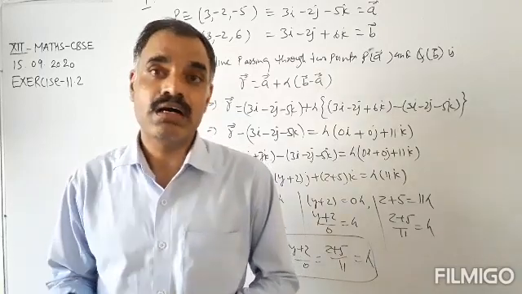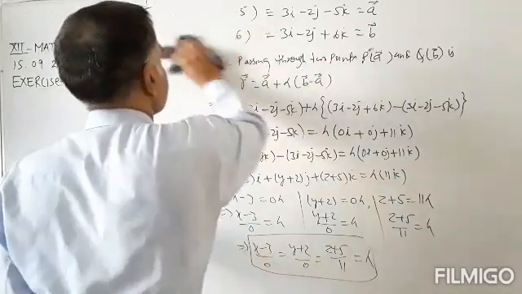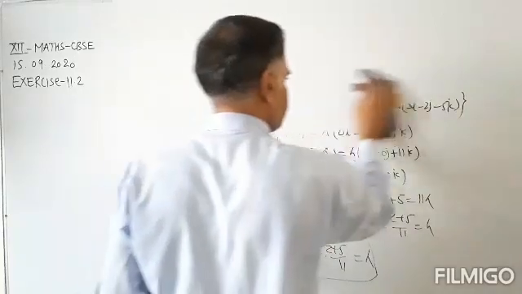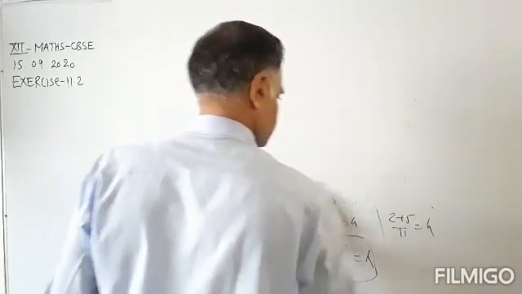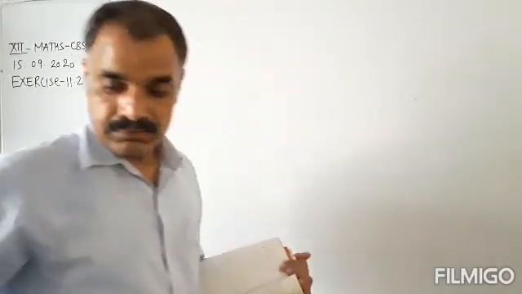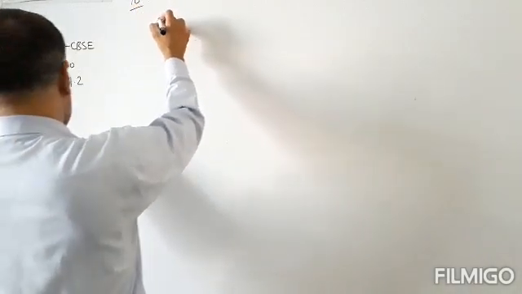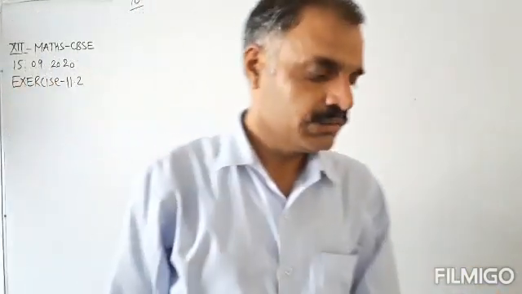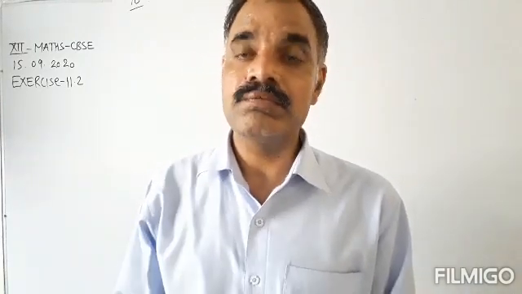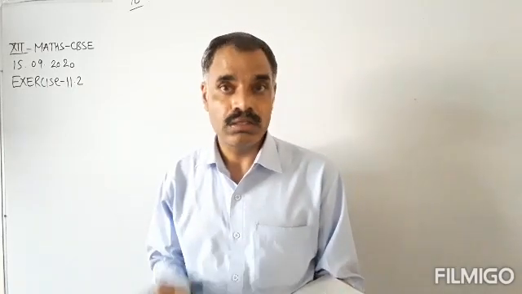Now we will do question number 10 of exercise 11.2. We have been given a pair of lines, two lines, and we have to find the angle between these two lines.